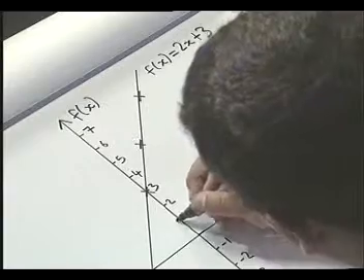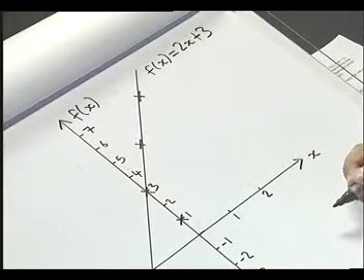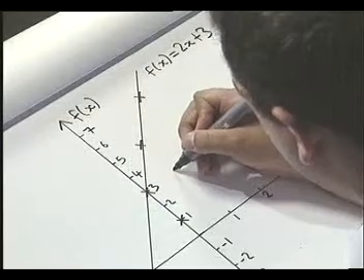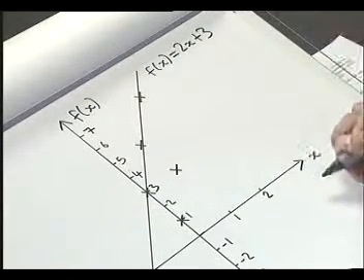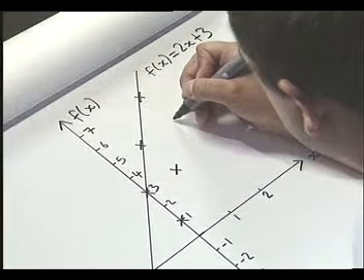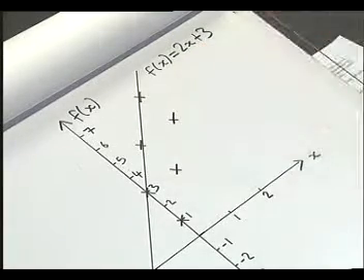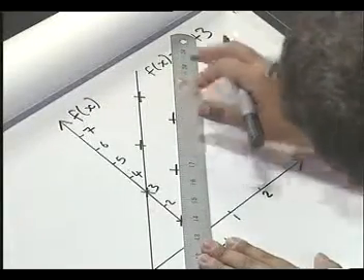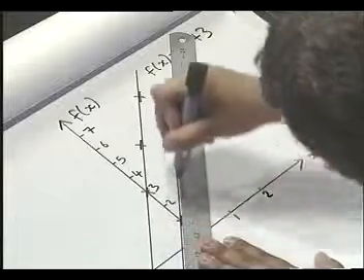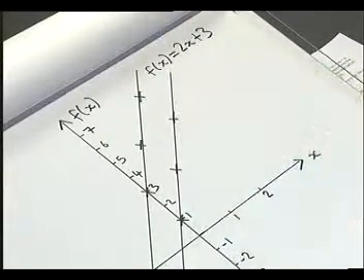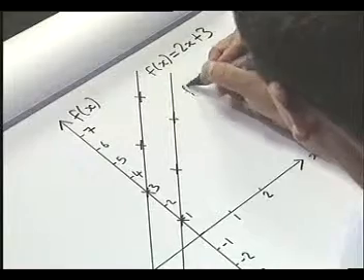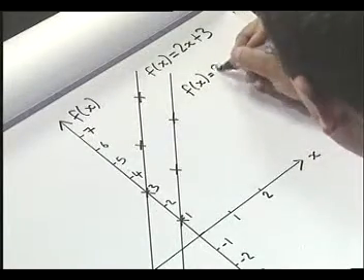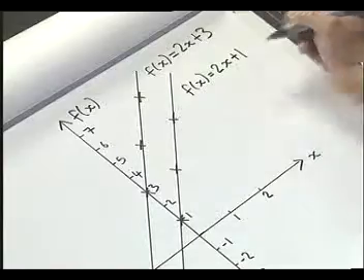The next function we looked at was f of x equals 2x plus 1. And the points we had there were 0 and 1, 1 and 3, 2 and 5. Once again, we can draw those, drawing those up with a ruler. And label that one f of x equals 2x plus 1.